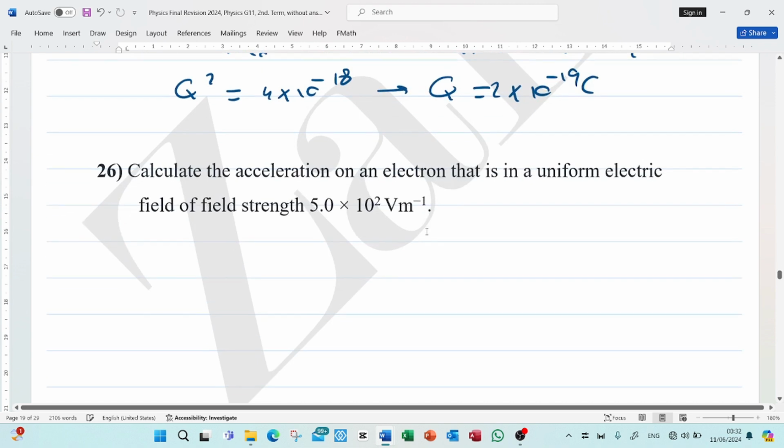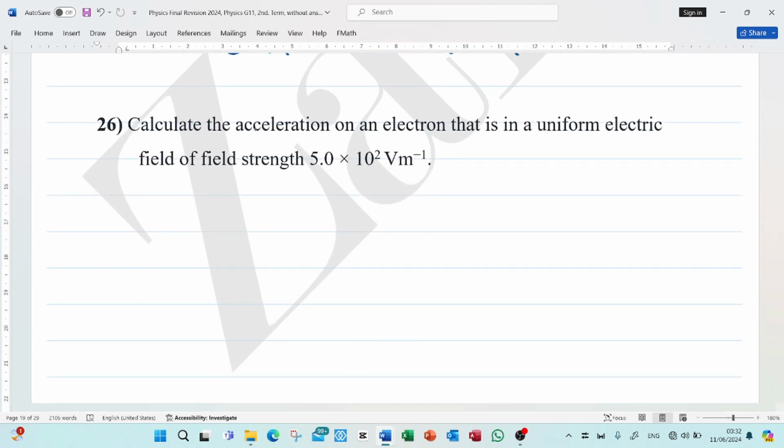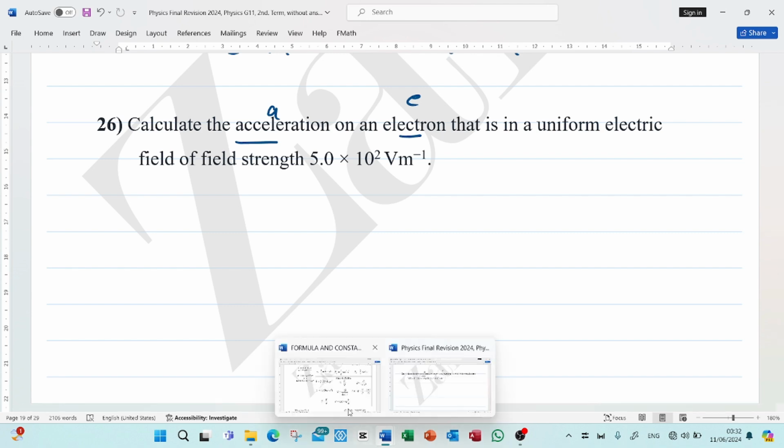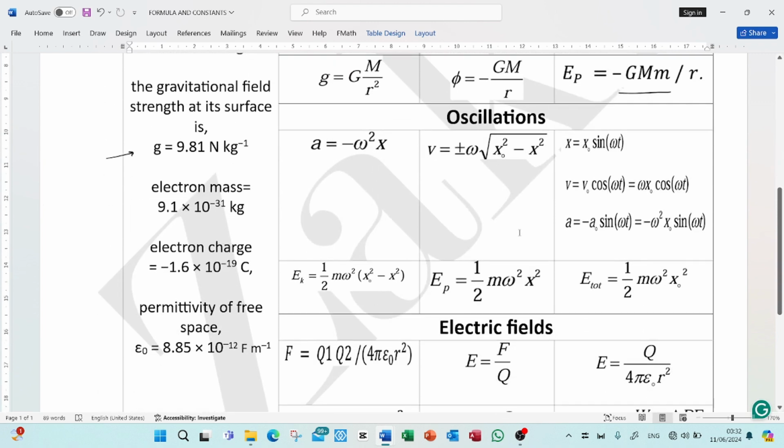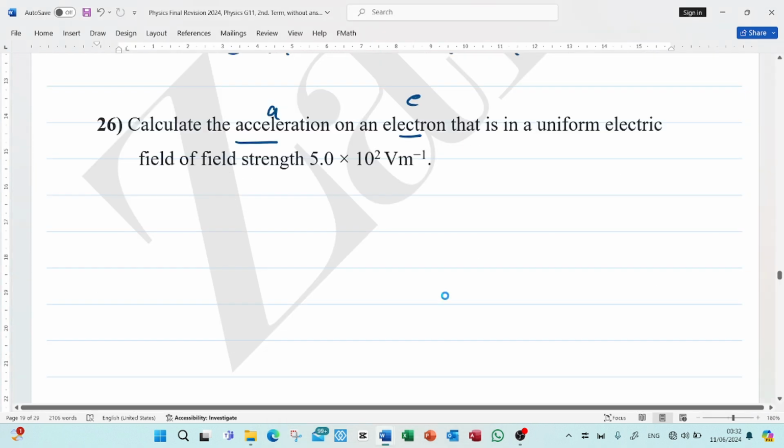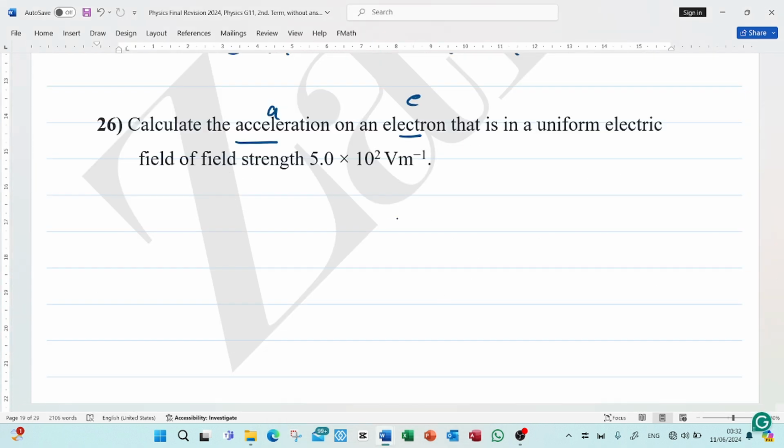Next question. Calculate the acceleration, A, on an electron. When we go to the formula sheet, for the electron, this is the mass of the electron, M for electron. And this is the charge of the electron, Q, the electron charge. Then, the electron is in a uniform electric field strength. So we have here E.